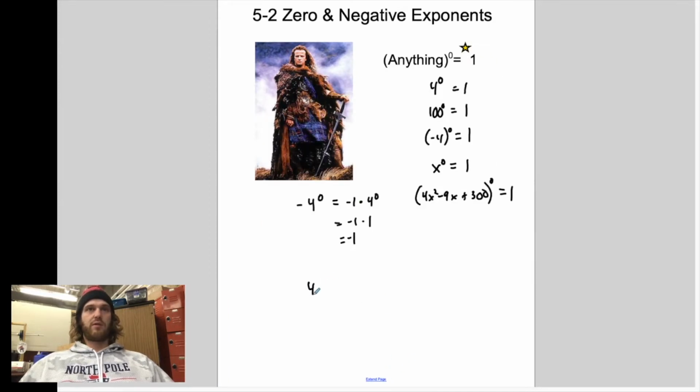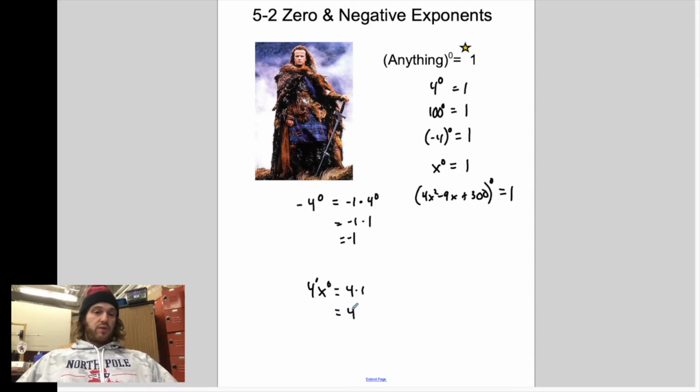How about 4x to the 0? Same thing. This 0 is not on the 4. The 4 is to the first power. It is only on the x. So in this case, it is going to be 4 times x to the 0 is 1, which is 4.